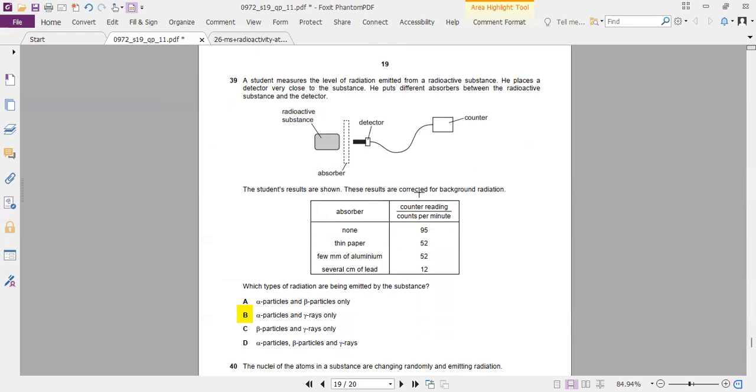The results are shown. When there is nothing, the count rate is 95. With thin paper, the count rate decreases, so alpha particles are there. With a few mm of aluminium, the count rate is not decreased, so beta particles are not there. And with several centimeters of lead, the count rate decreases, so gamma is there. So we have alpha and gamma.